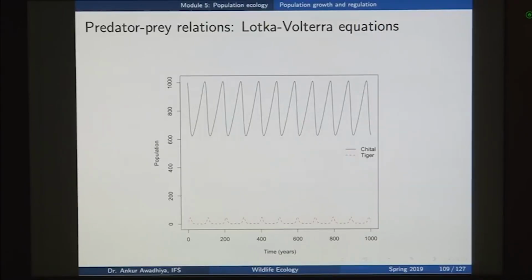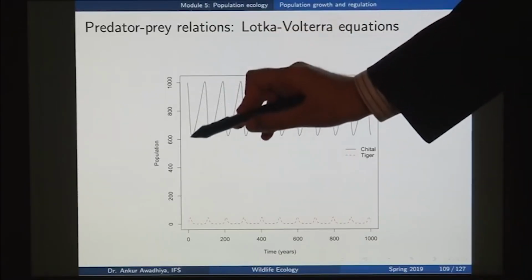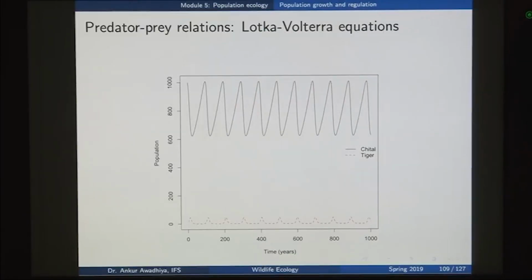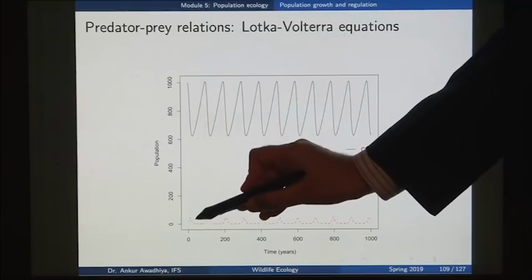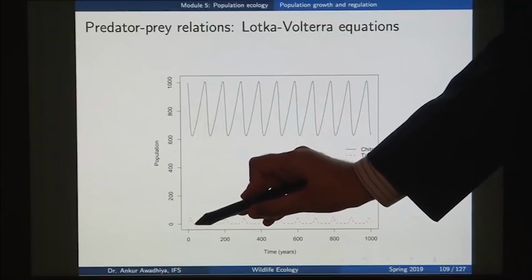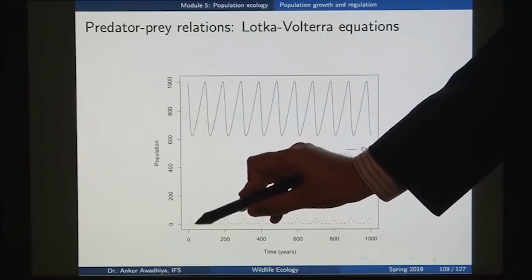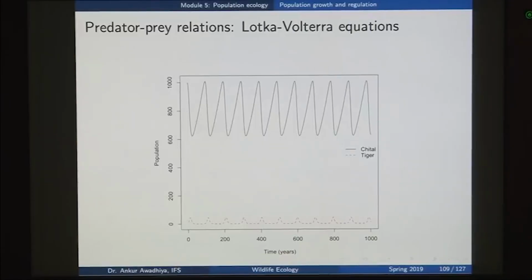But then after a while we will observe that the number of cheetals is now less. Now, if the number of cheetals is less, you have less food available for the tigers. If less food is available for tigers, their growth rate will reduce. When that happens, this population will start declining. Now, when this population starts declining, if you have fewer tigers, cheetals are not predated upon that much, so the population of cheetals will grow up again.